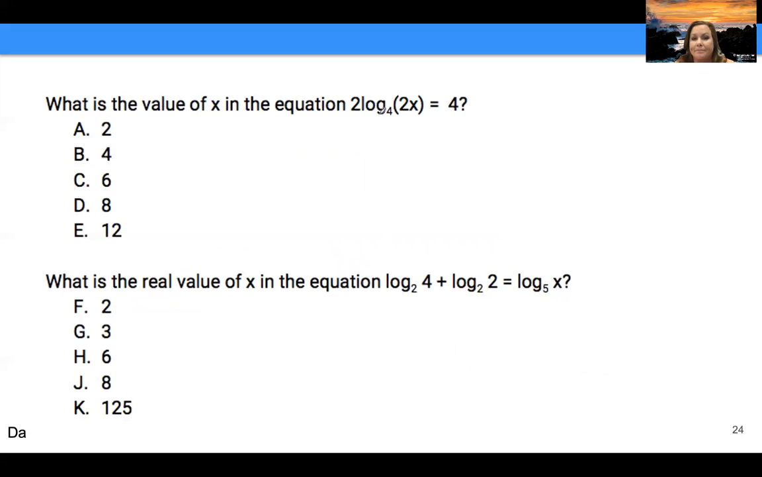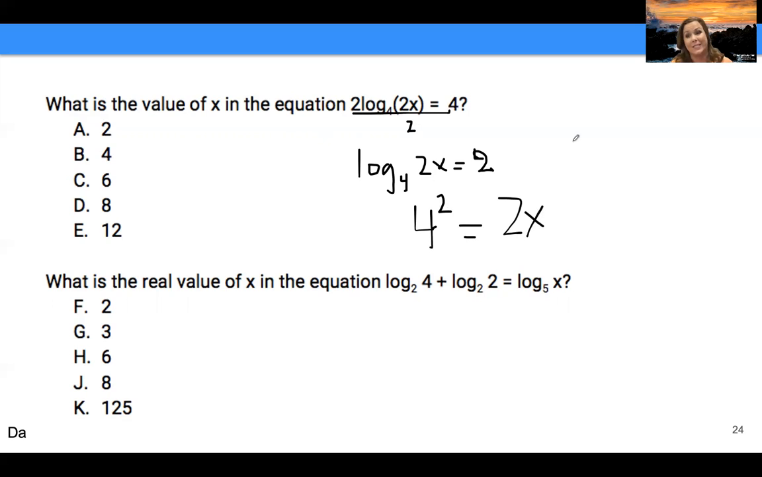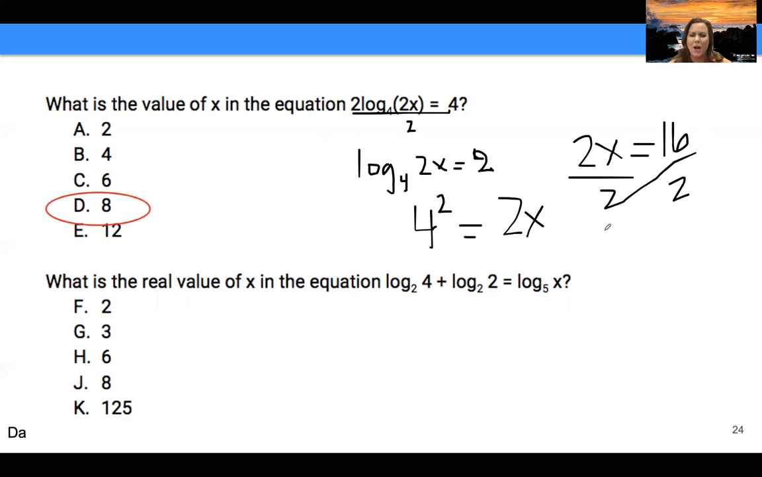Here we've got 2 log base 4 of 2x equals 4. Well, the first thing I can do is divide by 2 on both sides and get log base 4 of 2x equals 2. So now you basically have 4 squared equals 2x. So 2x equals 16. What does that mean x equals? Hopefully you're screaming, that means it equals 8. And you were right, yes.